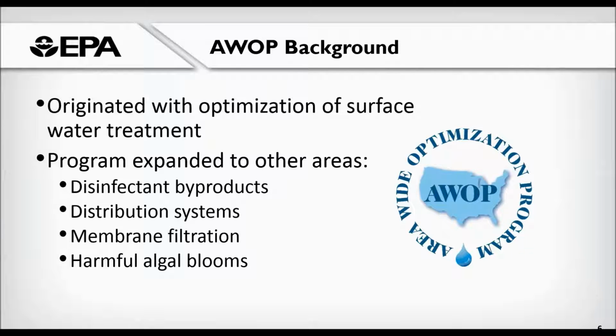So our program originated back in 1989, and initially we focused on microbial optimization at surface water treatment plants. Since then, our program has expanded into several other areas, including optimization of disinfection byproducts, distribution system optimization, optimization of membrane filtration, and we're starting to get into harmful algal bloom optimization as well. Today, about half the country participates, about 25 states and 5 EPA regions have some level of involvement with the AWOP program.